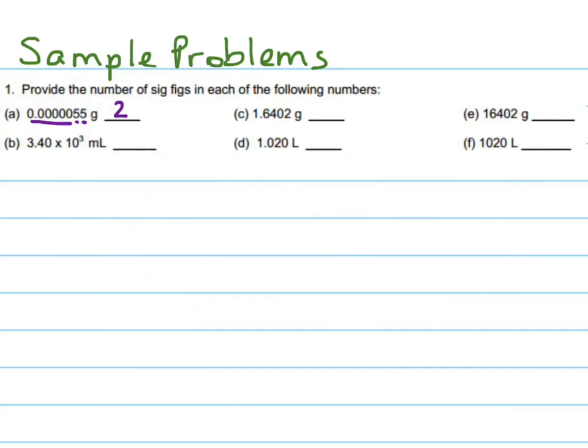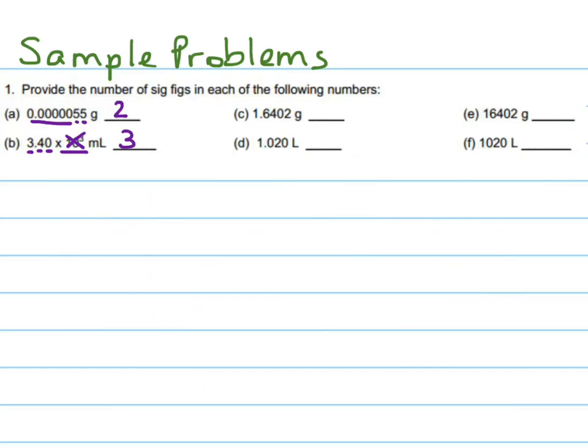In B, we have a scientific notation, but we don't actually look at that to figure out how many significant figures we have. So we're only going to look at the first part of this, the 3.40. And in this case, we have a 3 and a 4, which are non-zero, so we know they're significant. And this 0 will also be significant because it's after a decimal point and after non-zero digits. So we have 3 significant figures.